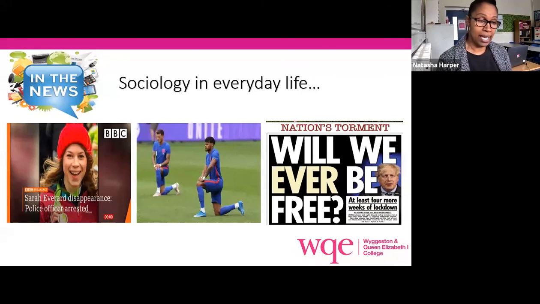The middle image is about England footballers taking the knee. There was a lot of debate about that, and that's something sociologists are really interested in. What are the arguments on both sides of the debate? And then, as always, right now this is our new normal, isn't it? What's going on in terms of COVID and lockdown. Looking at this article, it's quite a subjective point of view, this idea of will we ever be free. That's something sociologists would largely debate as well.